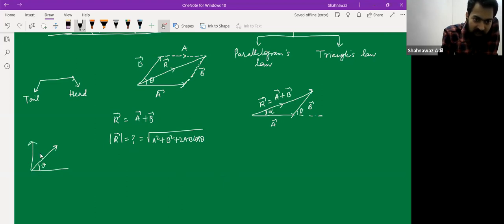And this is the theta, let's say this is B. So this would be how much? This would be B cos theta, right? And this would be B sine theta. Okay, right.